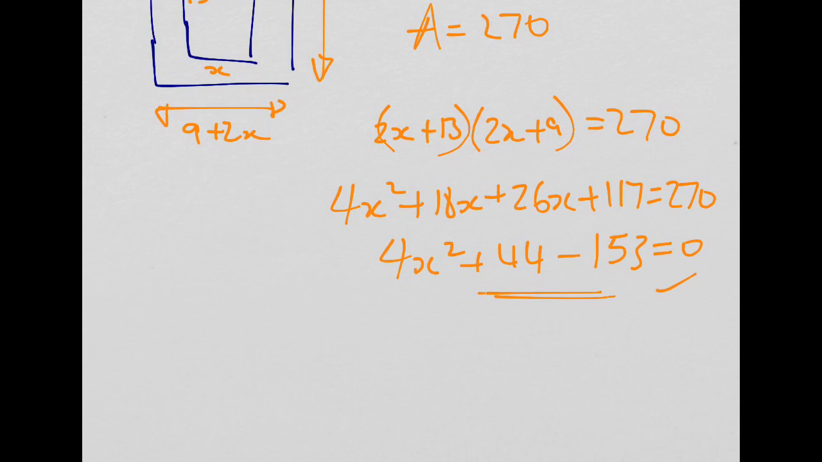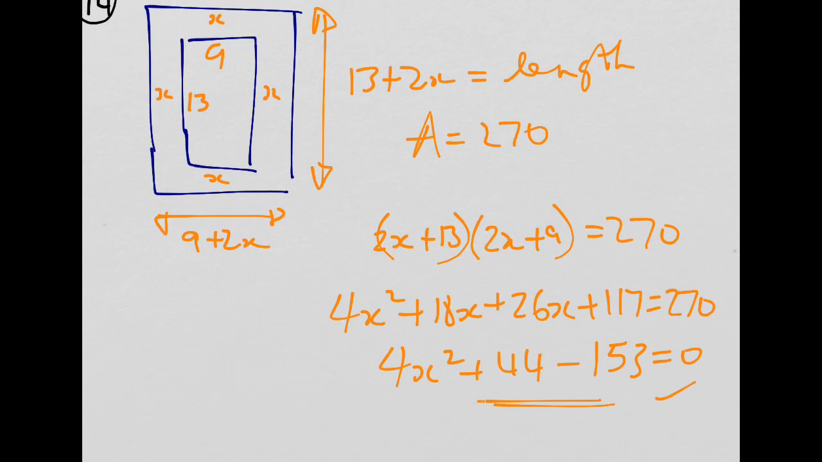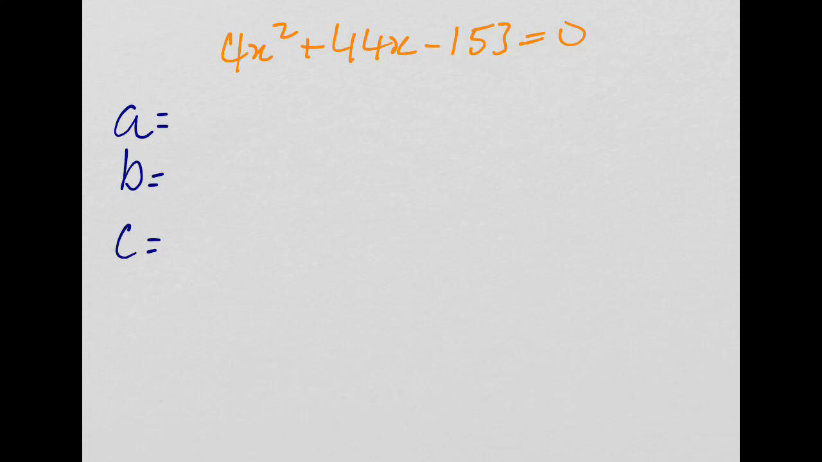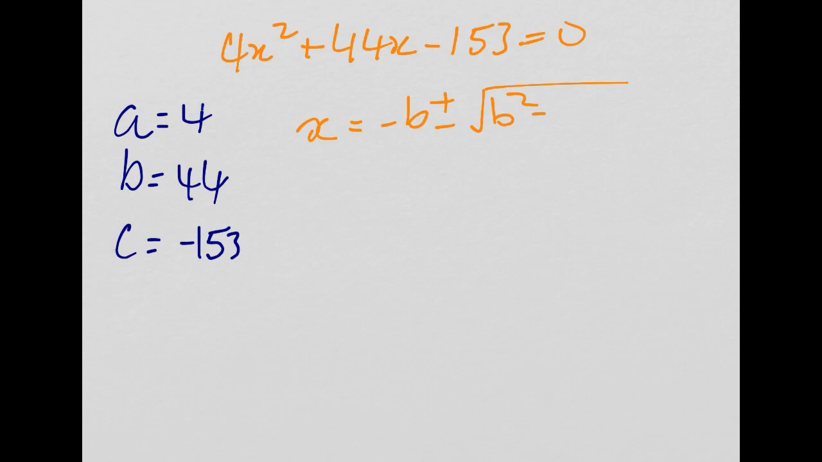For the second part of the question, then we need to take that answer, that 4x squared plus 44x minus 153 equals 0, and solve it. How do we do that? We identify the A, the B and the C. That's 4, 44, negative 153, and plug it all into the formula x equals negative b plus or minus square root of b squared minus 4ac all over 2a.